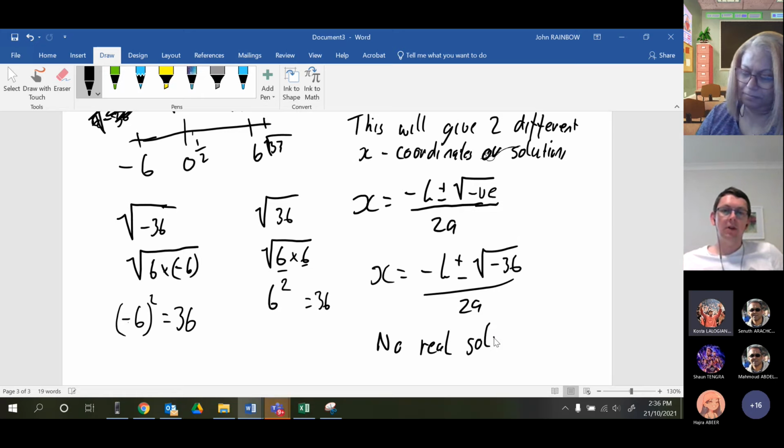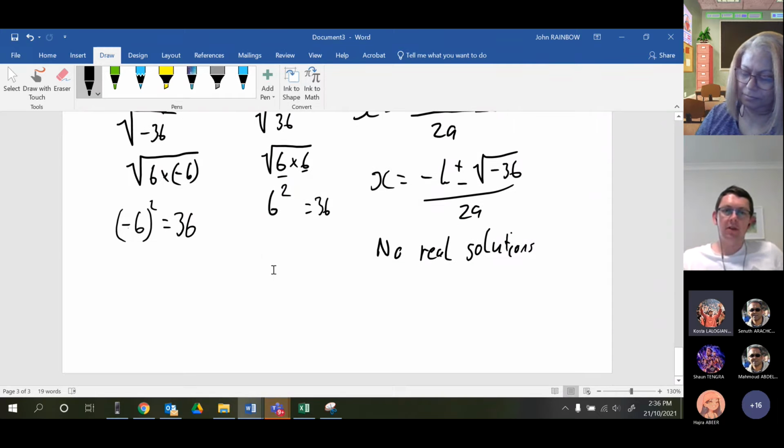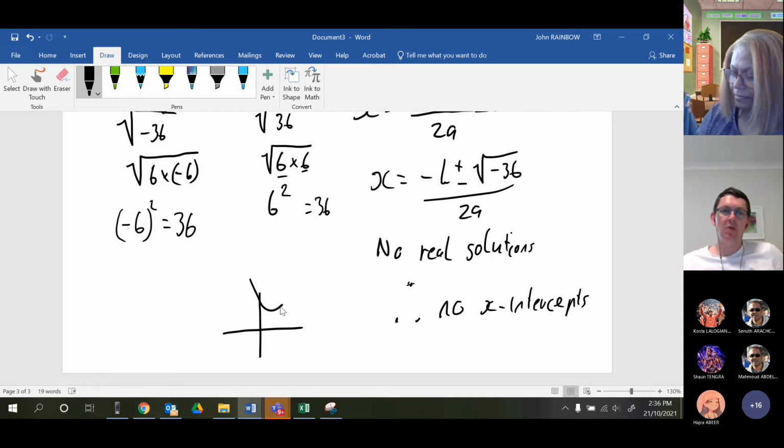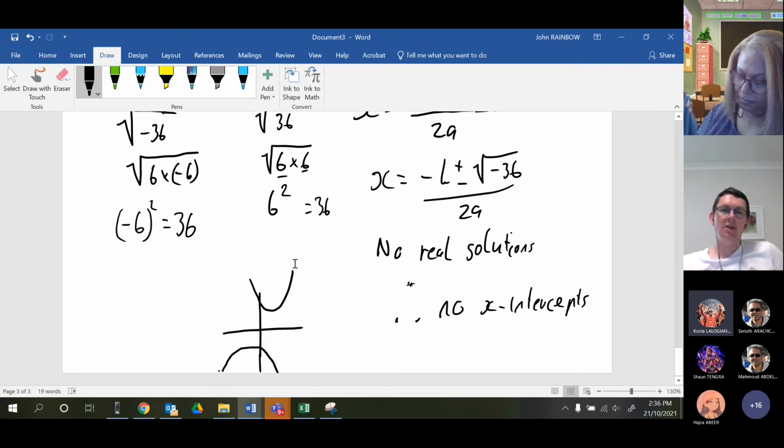Yep. Do you want to know what that means? Yeah, go on. So the graph, therefore, has no x-intercepts. So does that mean the graph doesn't exist? No, it would still exist. It just means if it's a positive graph, it's going to have a turning point above the x-axis, or if it's a negative graph, it's going to have a turning point below the x-axis. Does that make sense? Yeah, that makes sense.